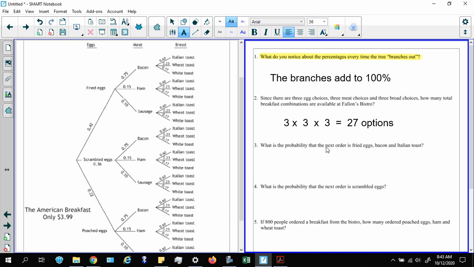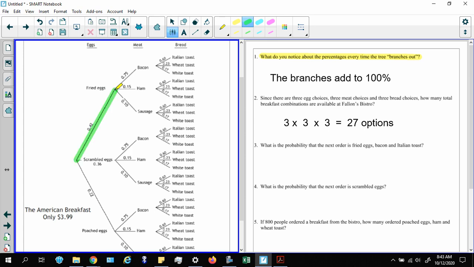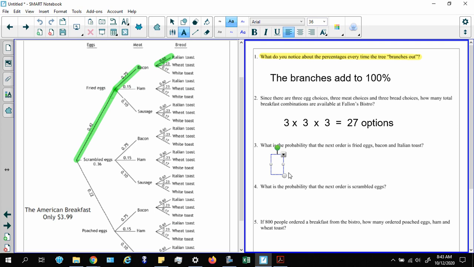What is the probability that the next order is fried eggs, bacon, and Italian toast? Okay, so let's go. Now, this is where we have to go through our actual tree. Fried eggs is right here. That's a 42%. Bacon, 75% chance that someone's going to order bacon, so bacon must be popular. And then Italian toast, which is right here, 60%. So if you notice, we're dealing with three branches here. And just like on that last tree, we're going to take all of the probabilities and multiply them together.